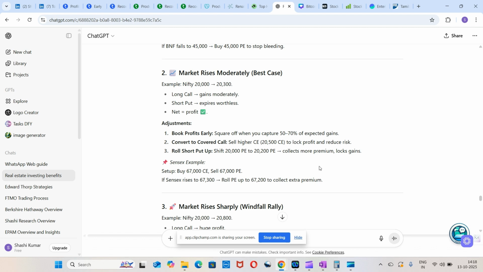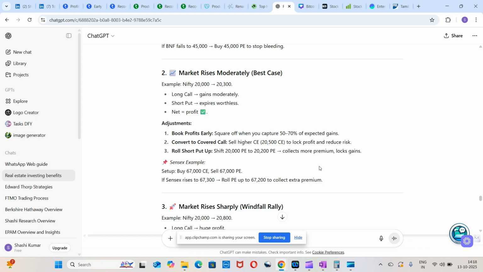Now, the market rises moderately, so this is the best case. Nifty has moved, for example, from 20,000 to 20,300. The long call will gain because it's a bullish move, and the short put will also expire worthless. So net will be a profit. You book your profit and square off when you capture 50 to 70% of expected gains. That's the best thing to do, booking profits early.